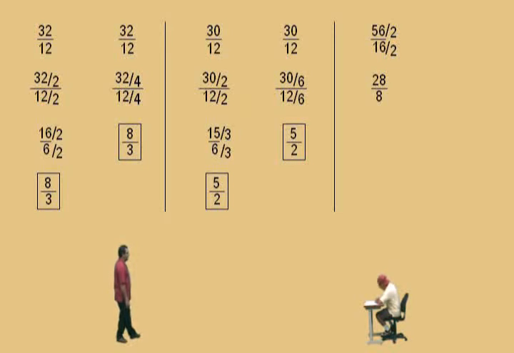All right, now, again, Charlie, we can divide by 2s. So here we go. What's 28 divided by 2? 14.